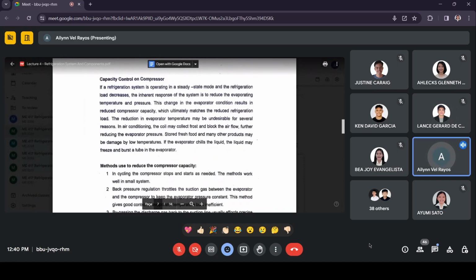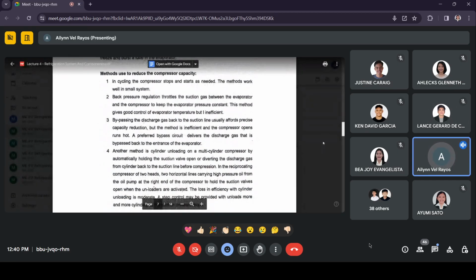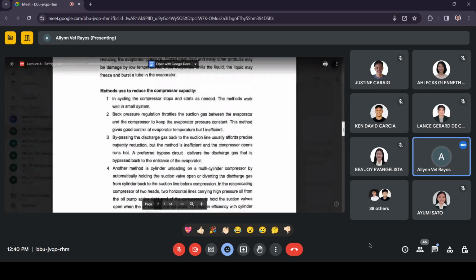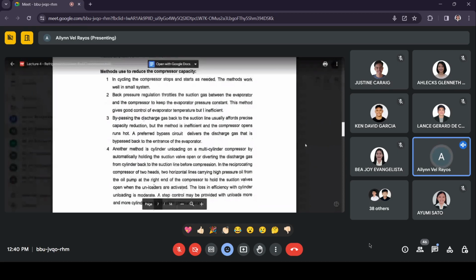Okay. So next is this methods used in order to reduce the compressor capacity. So ano ba yung tinatawag natin na compressor capacity? So kindly read this slide. Kimberly Joyce. Etong 1 to 4. Methods used to reduce the compressor capacity.